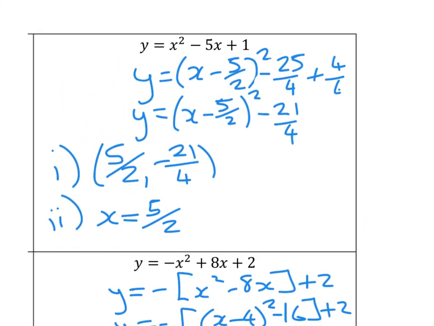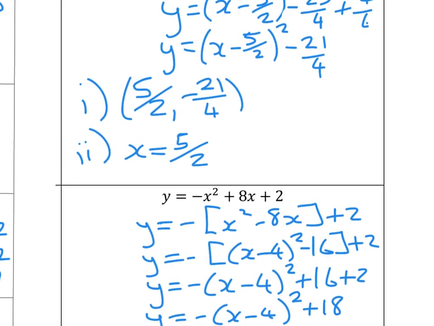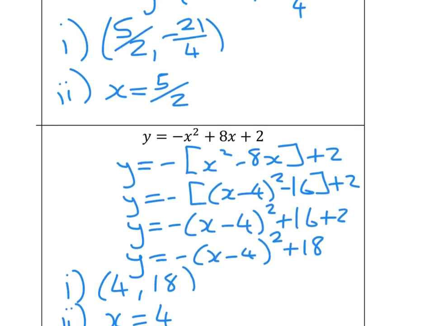And for the ones where we have to find the minimum or maximum and their line of symmetry, you can write 1 as 4 over 4. So you half it to get minus 5 over 2, square it to get 25 over 4, and minus 25 over 4 plus 4 over 4 is minus 21 over 4. So the turning point is x would be 5 over 2, and y would stay as a negative 21 over 4. And the line of symmetry is x equals 5 over 2.